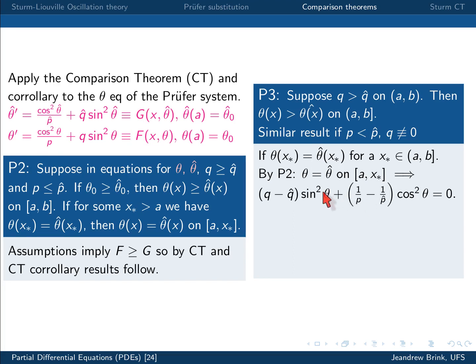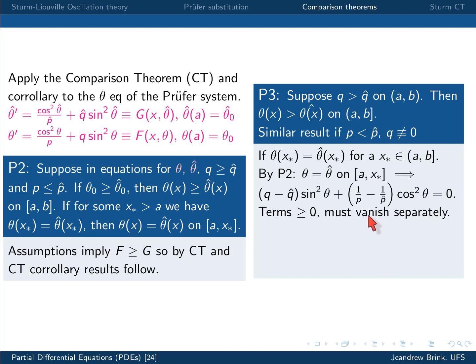And now if you look at this expression very carefully, we've assumed that Q is greater than Q hat, so this thing is positive. This is also either positive or 0. And we've also assumed that 1 over P minus 1 over P hat is also positive or 0 because of this inequality. Okay, so we basically have the sum of two positive things, and if that is equal to 0, they must vanish separately.